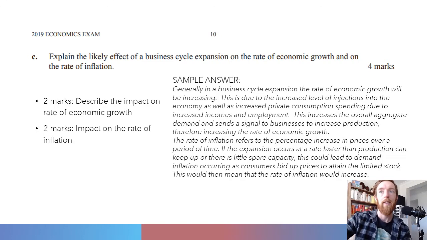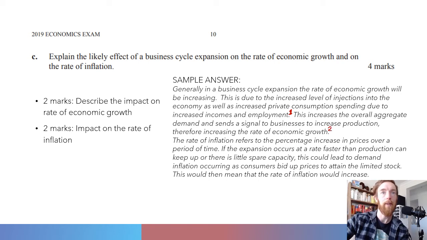Most people are pretty all right with this, but we'll get into a sample that I wrote up this morning. So generally, in a business cycle expansion, the rate of economic growth will be increasing. So that's showing you know what that is going to do. This is due to increased levels of injections into the economy, as well as increased private consumption spending due to increased incomes and employment. Just a little bit extra to explain why that's the case, to give it a little bit of quality. This increases the overall aggregate demand and sends a signal to businesses to increase production, therefore increasing the rate of economic growth. So there's the first 2 marks there. One's from saying that first part, and then one's for the overall effect on economic growth.